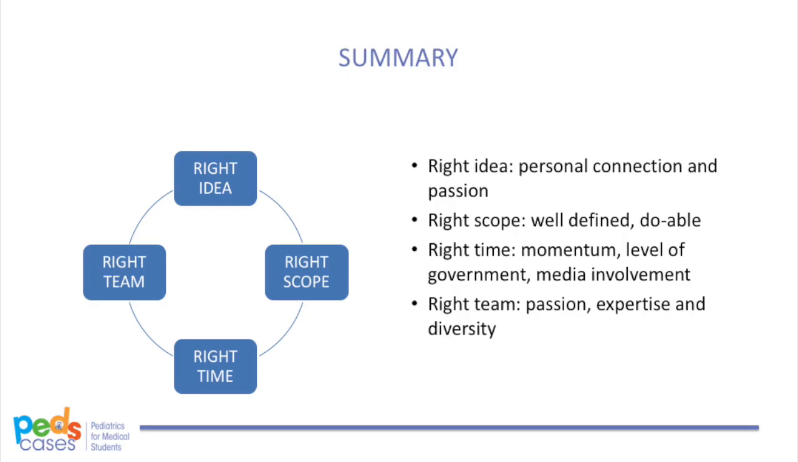In summary, we have covered how to generate and evaluate the right idea. Next, we reviewed how to outline an appropriate scope. You want an idea that is well-defined and doable. Once you have the right idea and scope, it's essential to consider your timing. What level of government do you need to address? Where is the momentum for change? Is there media attention surrounding the issue?